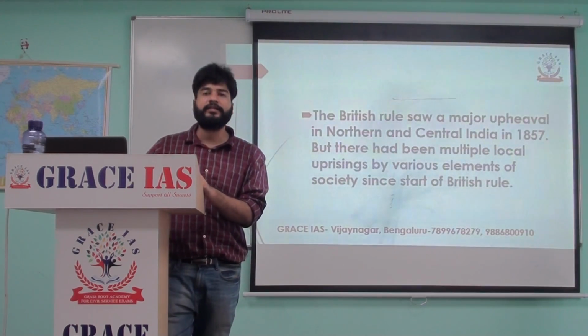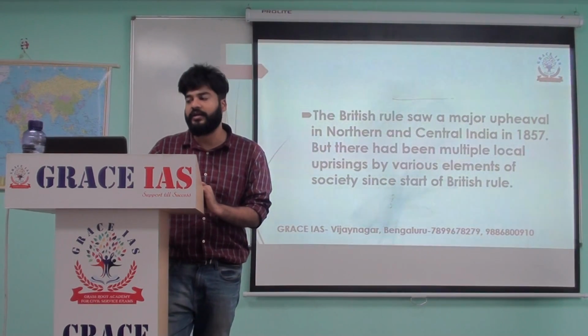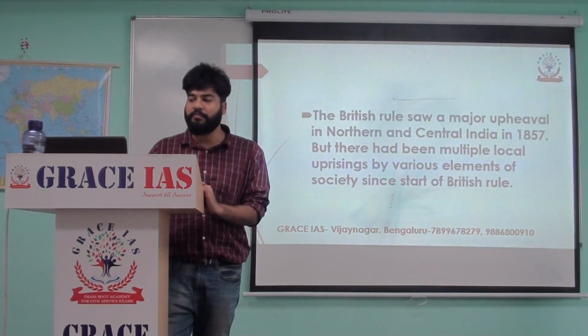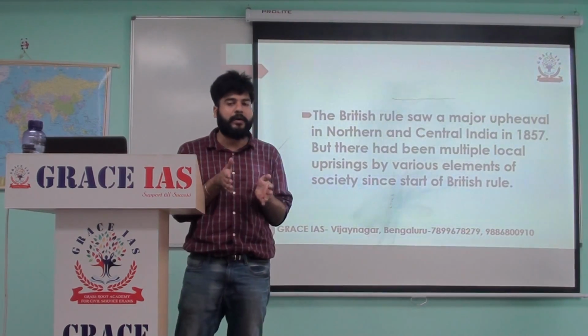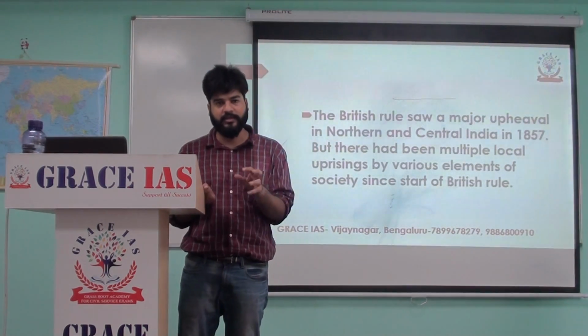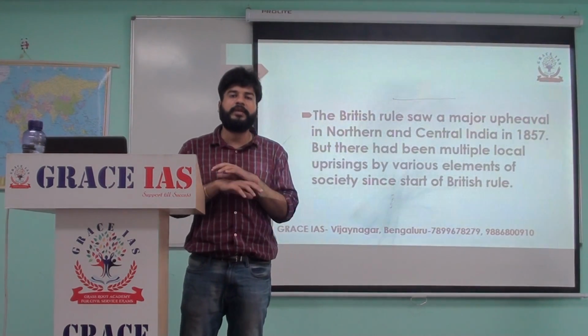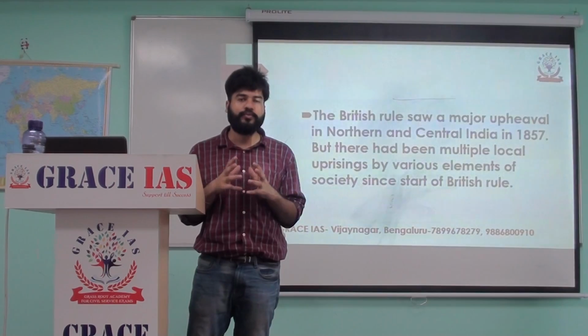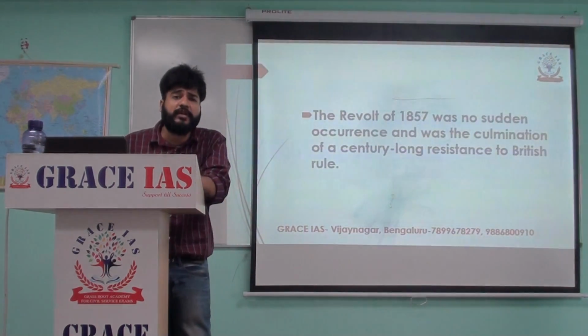Or you could write that the British rule saw a major upheaval in northern and central India in 1857, but there had been multiple local uprisings by various elements of society since the start of British rule. So you are telling that the rebellions which happened pre-1857 were more local and the area in which they were active was more local. But the 1857 revolt became much broader in scale. It covered the whole of central India and northern India. This is also a very good and small introduction.